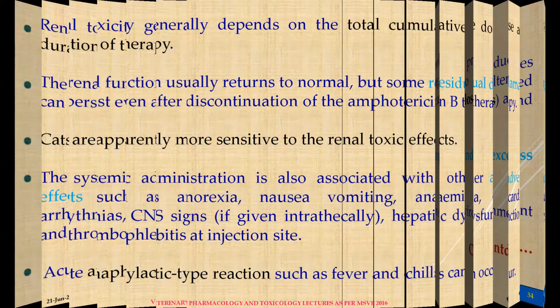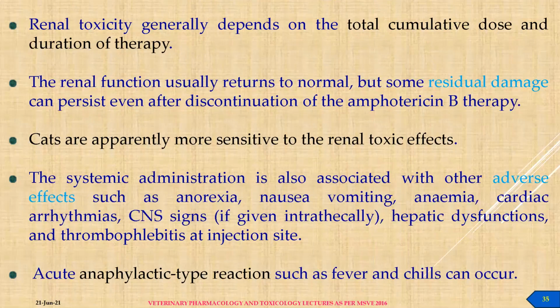Renal toxicity generally depends upon the total cumulative dose and duration of the therapy. Renal function usually returns to normal after drug withdrawal, though some residual damage can persist even after discontinuation of the drug. That's also amphotericin B. Compared to all other animals, cats apparently are more sensitive. Of course, cats are very sensitive animals, so anything may kill the cats of an owner.